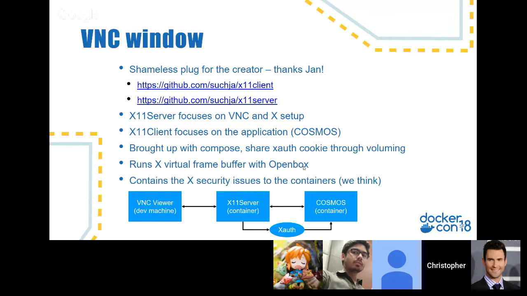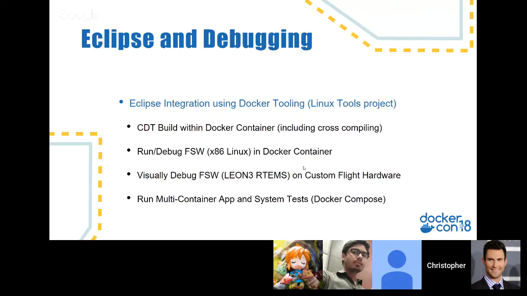So you have Cosmos sharing this security key with the X11 server. You don't have to do anything on your personal machine. You don't have to open anything. All you have to do is VNC in with your favorite VNC viewer, and even just normal Firefox or Chrome will sometimes work.